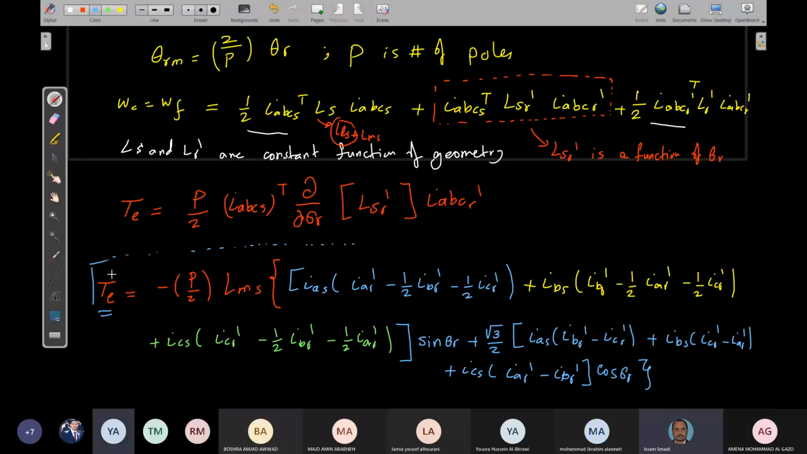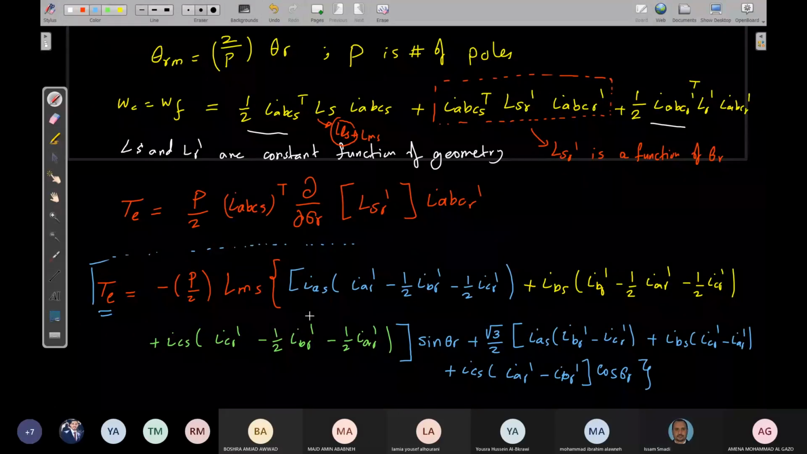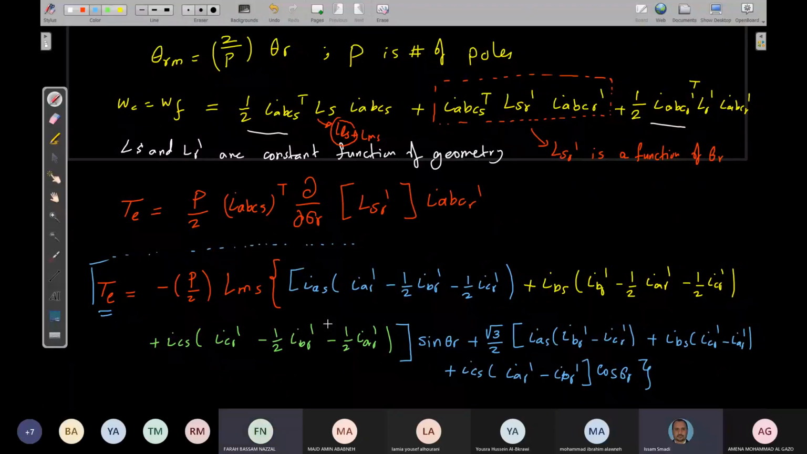In the end of the day, I need to control the torque. So in order to control the torque, I need to control the currents, correct? But this expression is very difficult, highly nonlinear. Is this one linear or nonlinear, by the way? Nonlinear. Why nonlinear? Because it has sine and cosine, and it has two states multiplied by each other. Here you have the current IAS multiplied by the current IAR. So this means that this system is nonlinear.